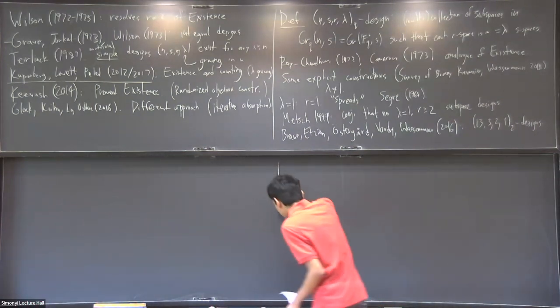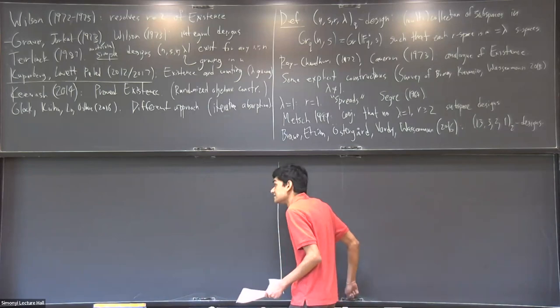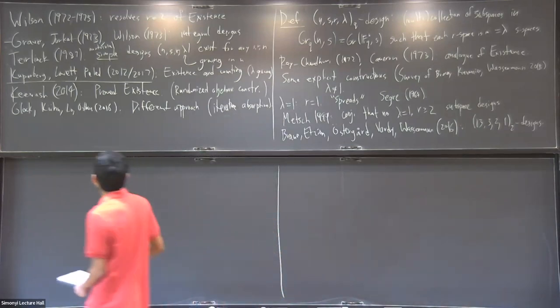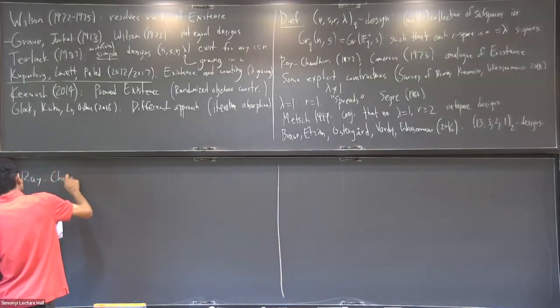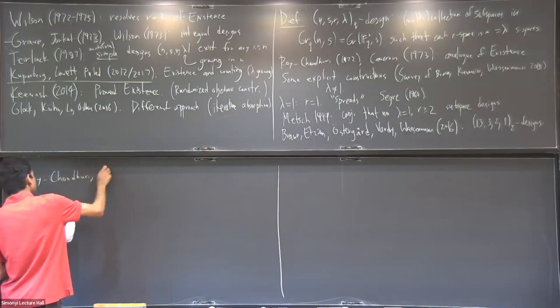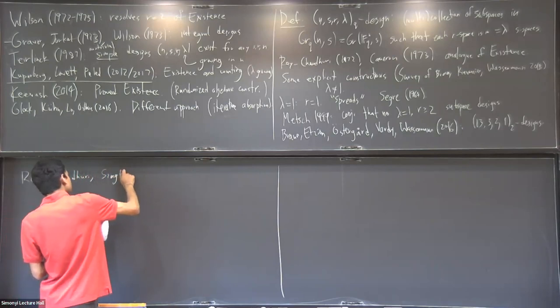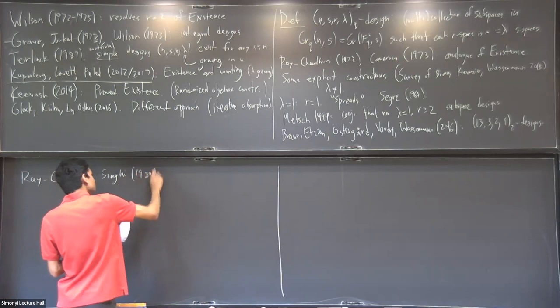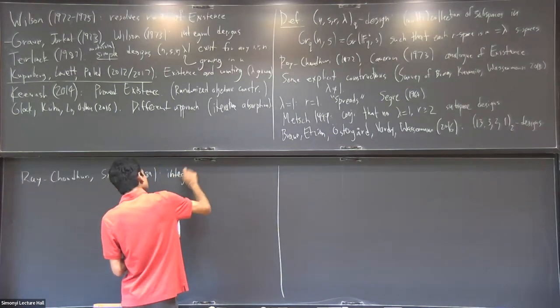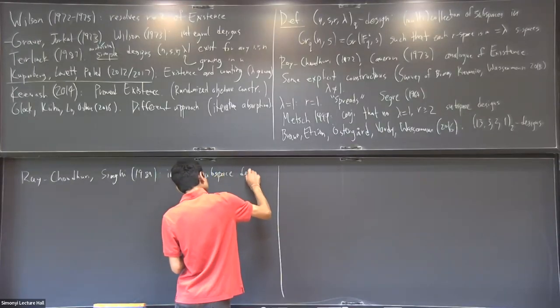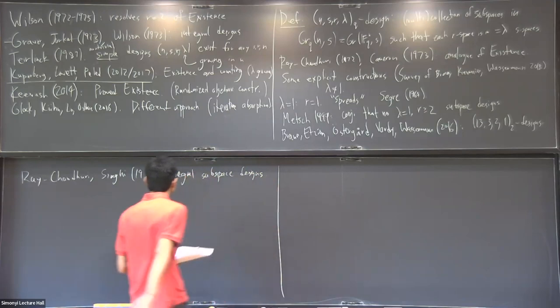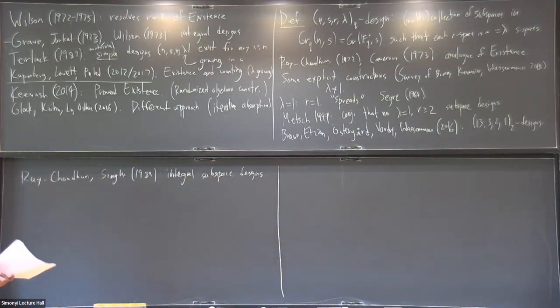All right, okay, actually there is one more thing that I do want to mention, because again, as I said, it will prove important, which is there's this result of Graver, Jurkat, Wilson about integral designs. And this was actually done in 1989 by Ray-Chaudhuri, Singhi. So they actually characterize the lattice, as I'll talk about later.